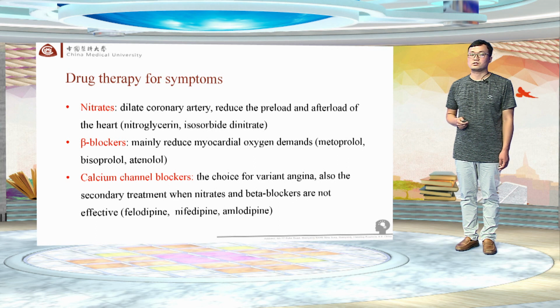Drug therapy for the symptoms includes nitrates, beta blocker, and CCB. Nitrates can dilate the coronary artery, reducing the preload and afterload of the heart. And the beta blocker mainly reduces the myocardial oxygen demand. And the CCB is the choice for variant angina. It is also the secondary treatment when nitrates and the beta blocker are not effective.